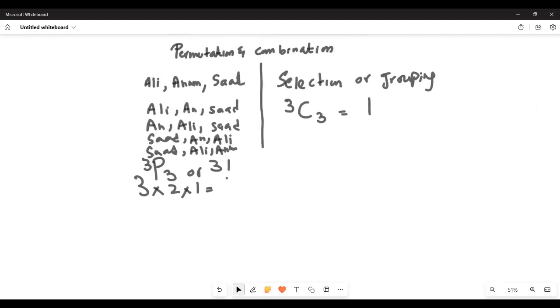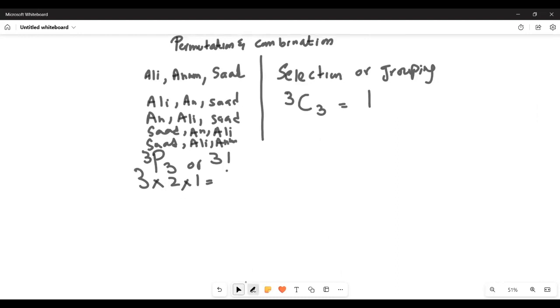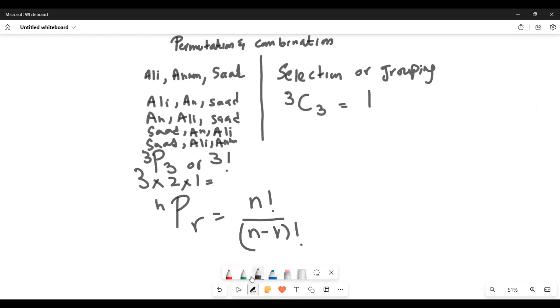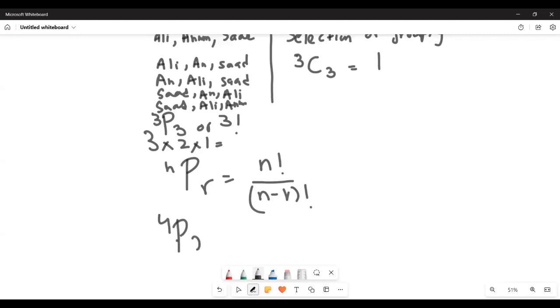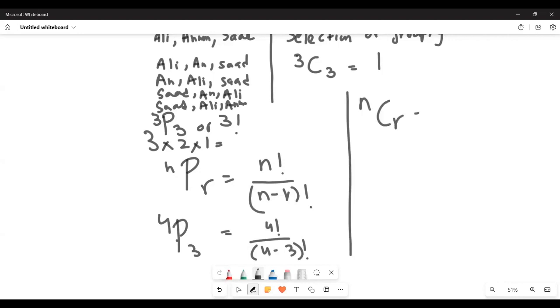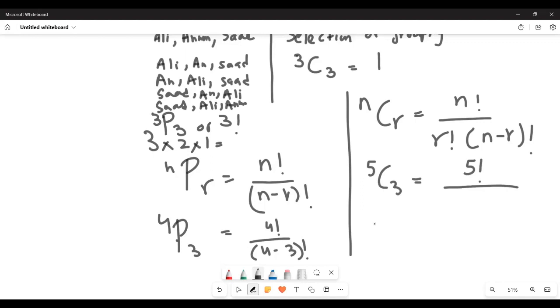Okay, moving on. Also, let's quickly discuss the formulas for permutation and combination just in case. So if it's nPr, the formula is n factorial over n minus r factorial. So if it's, let's say, 4P2, let's make it 3, then it's going to be 4 factorial over 4 minus 3, which is 1 factorial. So that's going to be 4 factorial. 4 factorial over 1 factorial is just 4 factorial. And the formula for nCr is n factorial over r factorial times n minus r factorial. So 5C3 should be equal to 5 factorial upon 3 factorial times 5 minus 3 factorial, which is 2 factorial.